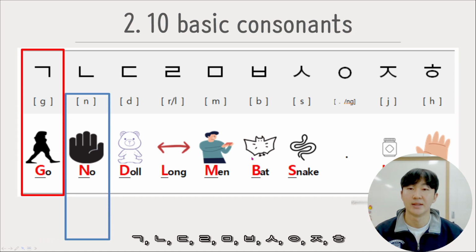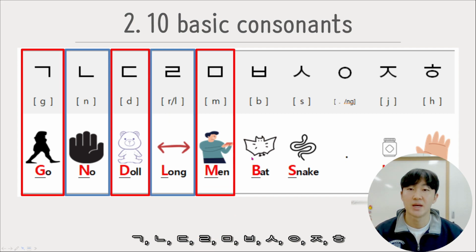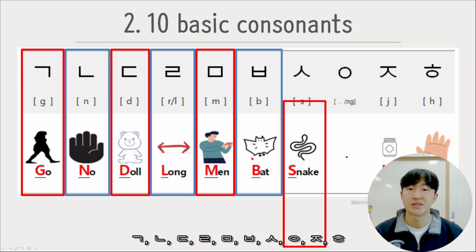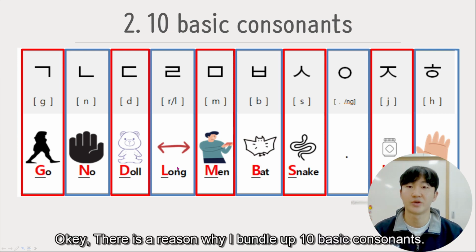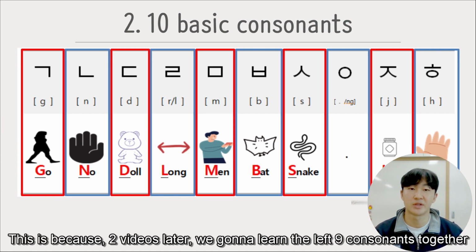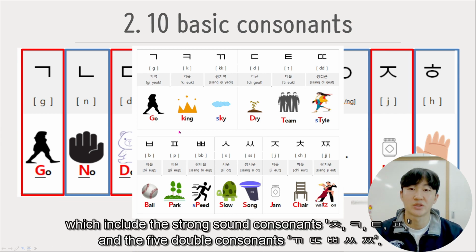K, n, d, l, m, p, s, z, h. Okay, there is a reason why I bundle up 10 basic consonants. This is because 2 videos later, we're gonna learn the left 9 consonants together, which include the strong sound consonants ts, k, t, p, and the 5 double consonants g, d, b, s, z.